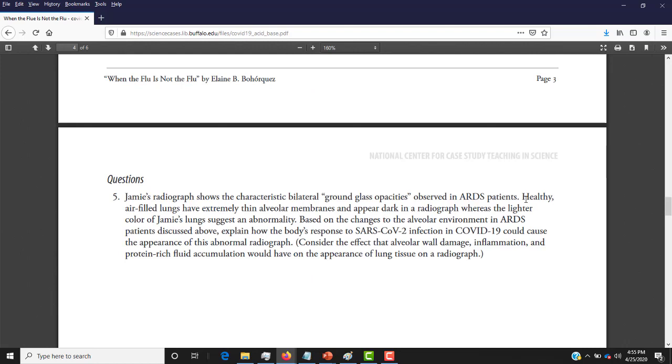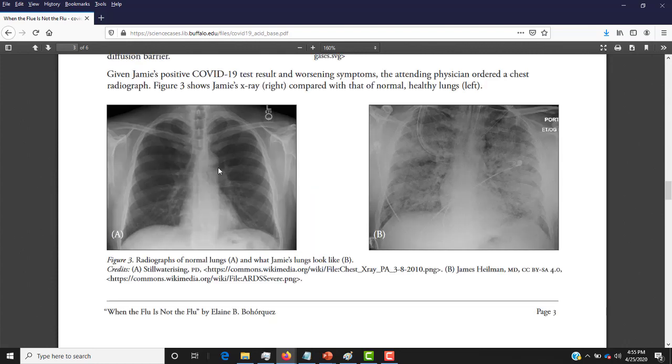Now, it's mentioned here in the question, healthy air-filled lungs have extremely thin alveolar membranes that appear dark in a radiograph. So because the alveoli are so thin, the light from the radiograph should go right through it. When you're taking pictures of lungs, you shouldn't see anything. You should see just the lung tissue itself, like this. When you get something like this, there's something there causing that opacity to show up. There's something causing that shadow to be made. And you don't want something to be in your lungs when there's nothing that should be in your lungs.